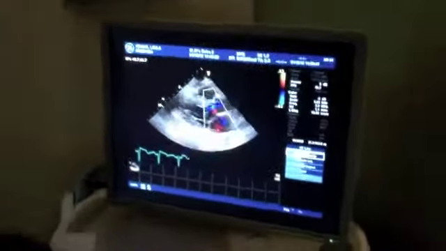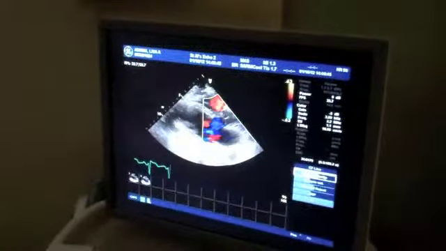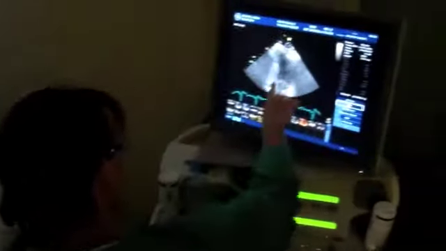My hand is here. When the blood's flowing to my hand, it's red. When it flows away, it's blue. So we do this across valves so we can see if there's any backwards flow, what you might hear as a leaky valve. But how we see it is indirectly.